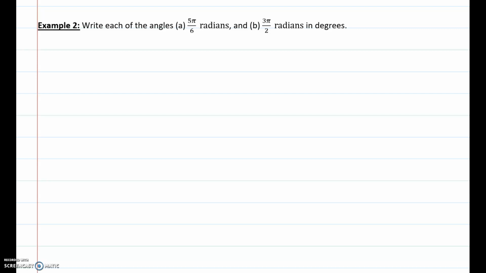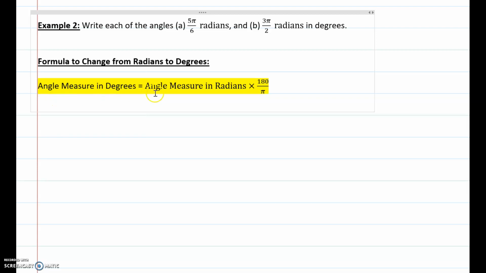Previously we looked at how to convert angles from degree measure into radian measure. Now in this example we're going to look at how to change from radian measure into degree measure. So we're going to use this formula here, the formula to change from radians to degrees. We take the angle in radians and we multiply by 180 over pi.